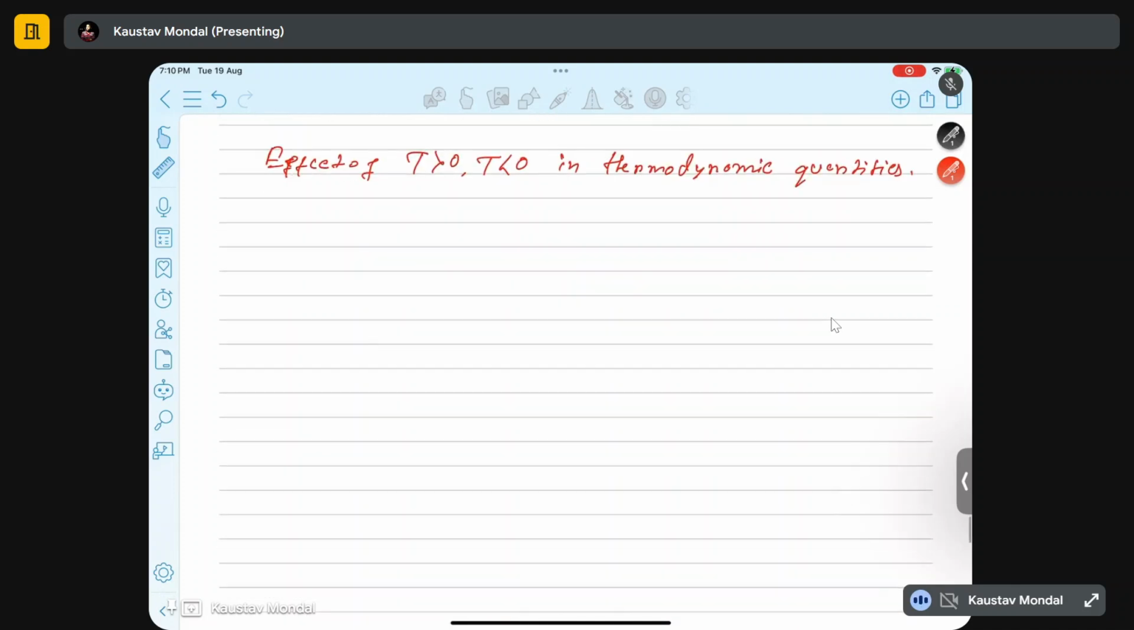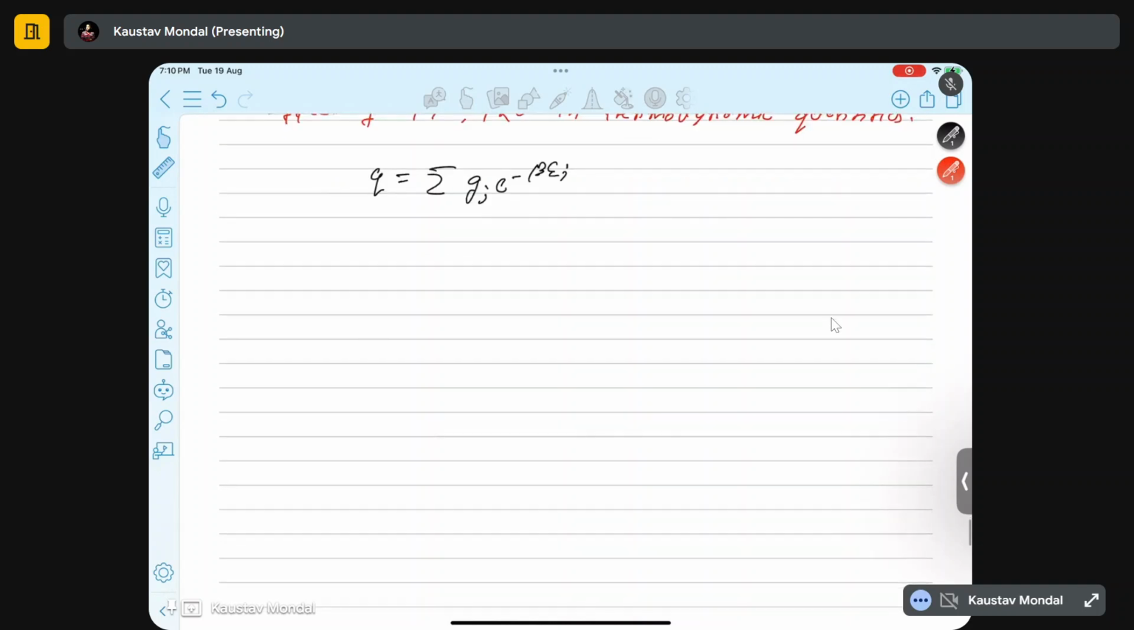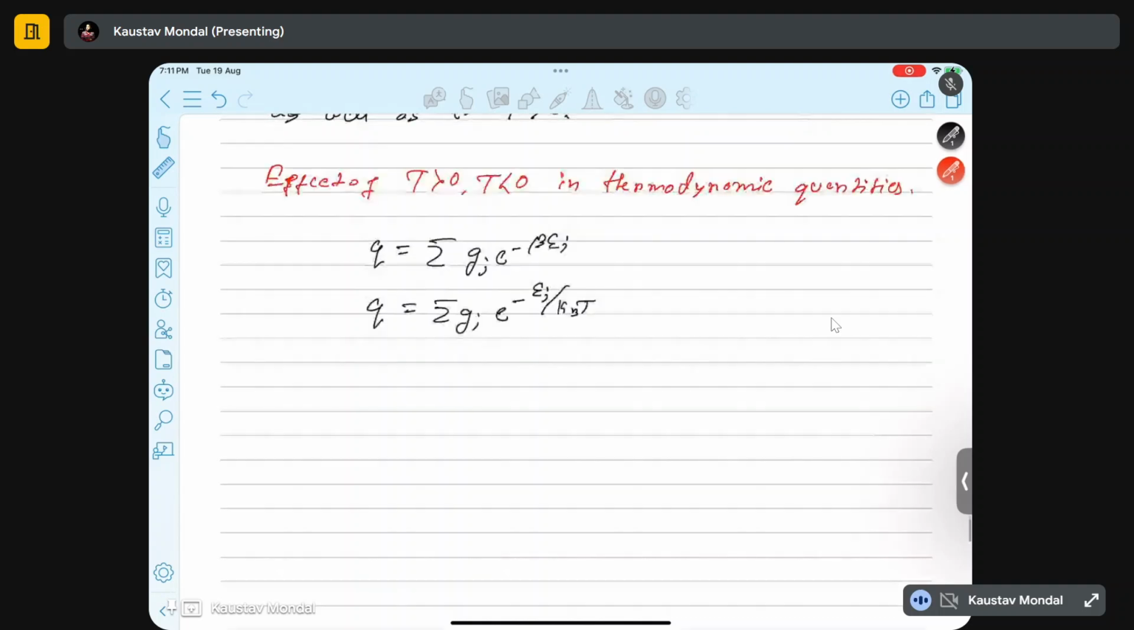So the expression of the partition function looks like this: Z equals summation over j of g_j e to the power minus beta E_j. So we can write it like this: g_j e to the power minus E_j by kBT. We'll start from the partition function.